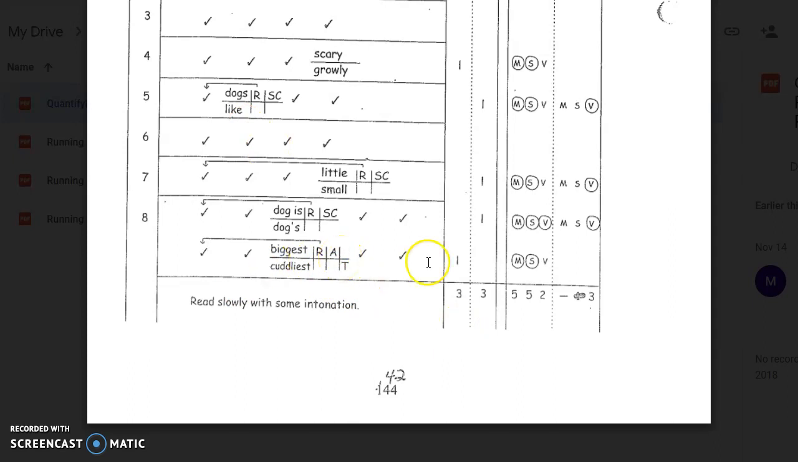Last error, biggest for cuddliest. If we can imagine an example like a sheepdog on the page, that big dog is very big. Cuddliest is probably not a word that the child uses commonly, so probably why they said biggest. But if you know what a sheepdog looks like, they're full of fur and they are very cuddly. So the child said biggest. So this is an error. The child was probably, yes, relying on meaning and was relying on structure because of the same part of speech, and the child probably looked at the picture and gathered meaning to say biggest.